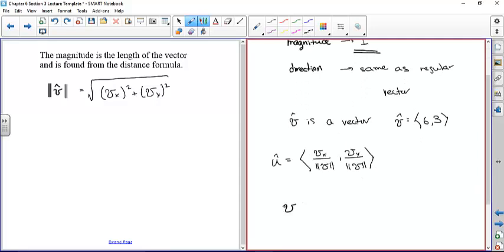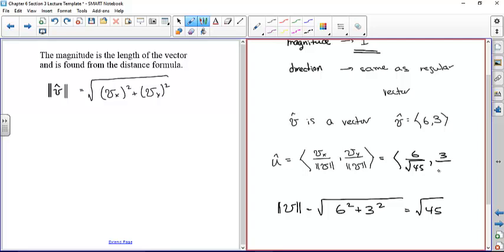So you've got the magnitude, and that's what these two vertical lines mean. They mean the magnitude. So that's equal to the square root of v sub x squared plus v sub y squared. So that's 36 plus 9. That's 45. So the magnitude is the square root of 45. And therefore, the unit vector is 6 divided by the square root of 45, and the y component of the unit vector is 3 divided by the square root of 45.